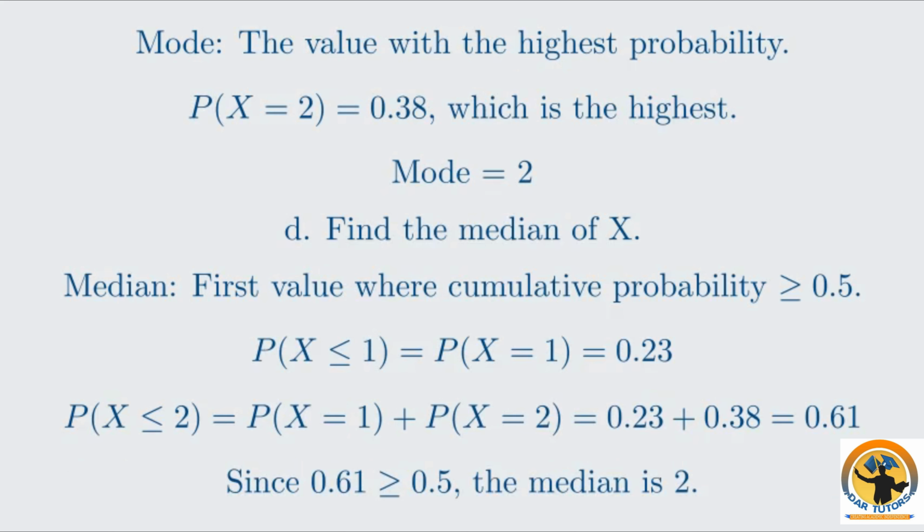The cumulative probability of buying 1 or 2 magazines is 0.23 plus 0.38, which equals 0.61. Since 0.61 is greater than or equal to 0.5, the median value is 2. So, the median number of magazines purchased is 2.